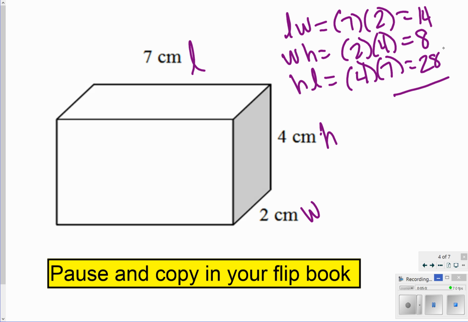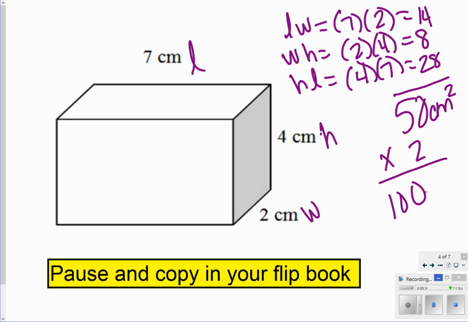And if we add all these together, the 28 plus the 8 plus the 14, we get 50 centimeters squared. And now we want to double it, because that just gave us 3 sides. Since we have 6 sides, we want to multiply by 2. So we would really have 100 square centimeters to cover this entire shape. Go ahead and copy this information into your flipbook now.